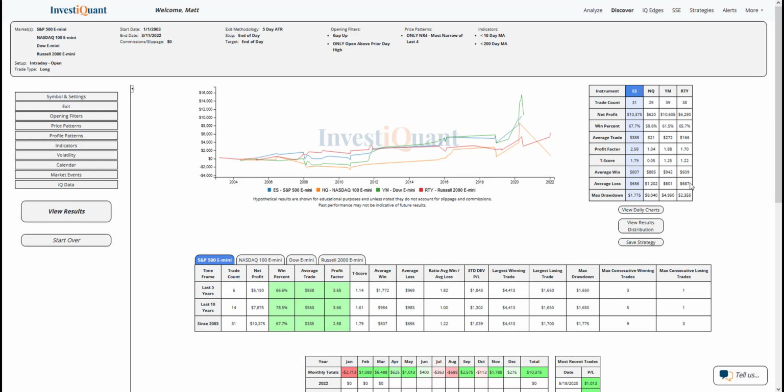If we look at the average moves, average win here a little bit larger than the average loss for the S&P. That's not the case for the NASDAQ. NASDAQ has a larger average loss. Dow, larger average win, Russell, larger average loss. So two instruments have larger average wins, two have larger average losses, but all four of them have more often than not closed above the opening print for the session.